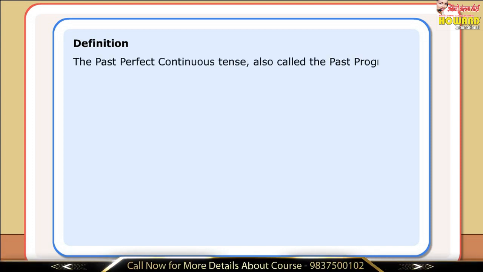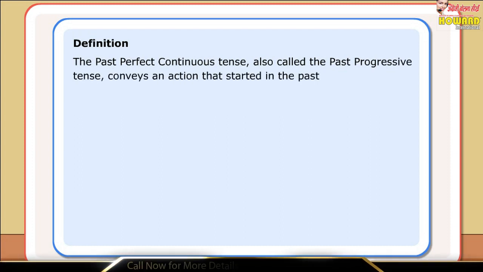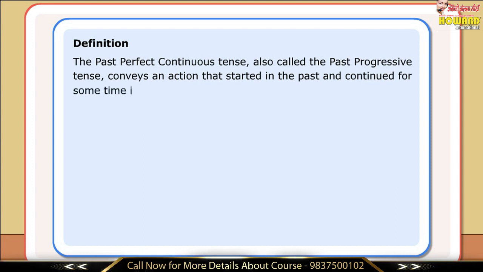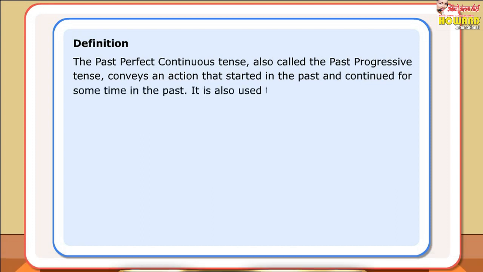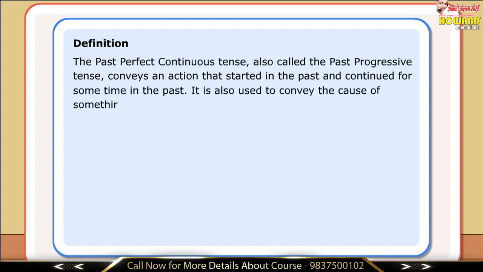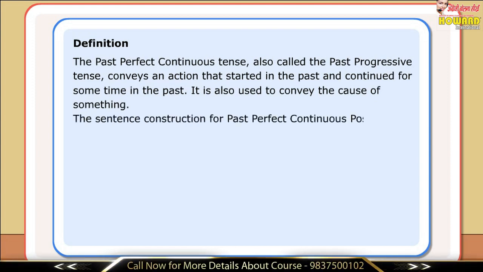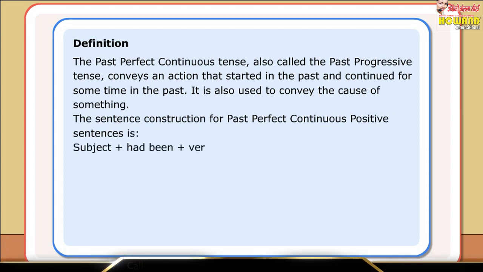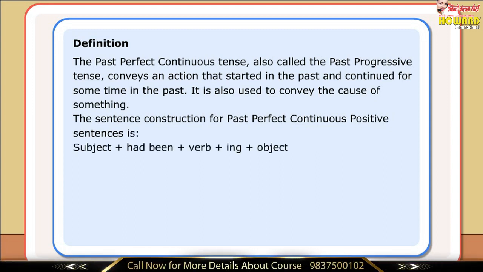Definition. The past perfect continuous tense, also called the past progressive tense, conveys an action that started in the past and continued for some time in the past. It is also used to convey the cause of something. The sentence construction for past perfect continuous positive sentences is subject plus had been plus verb plus ing plus object.